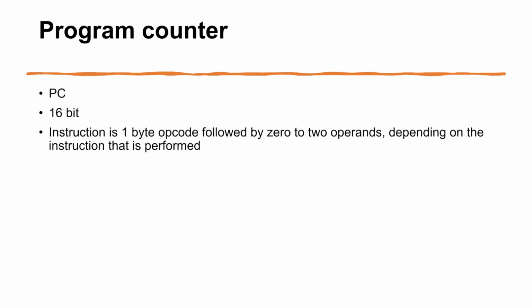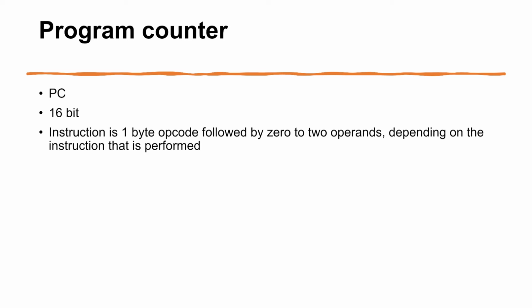Program counter is 16-bit, and this is the only 16-bit register. It is there to store the location in the memory where the next instruction that you're going to run is stored. So when the CPU needs to execute the next instruction, it is going to read the program counter, fetch the instruction from the memory, and then execute it.